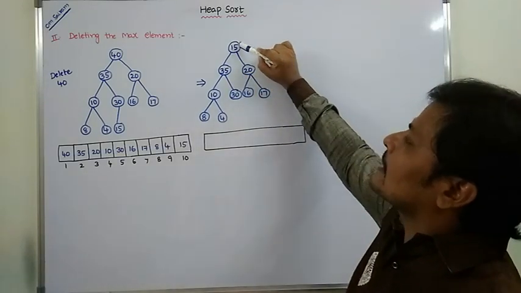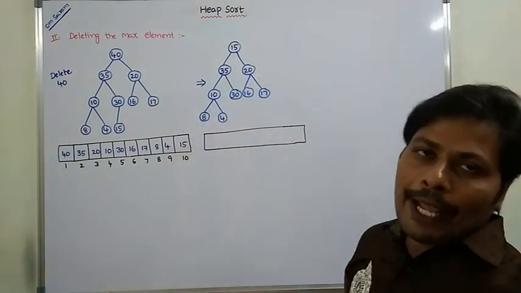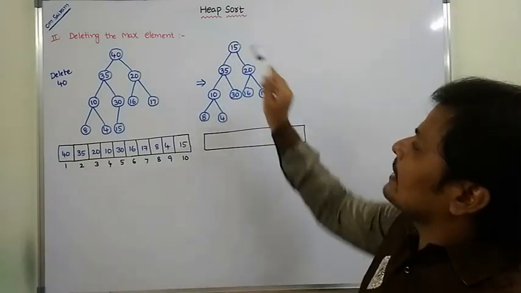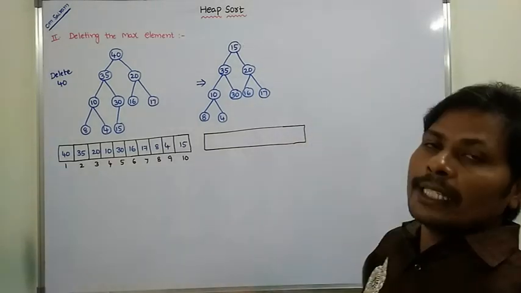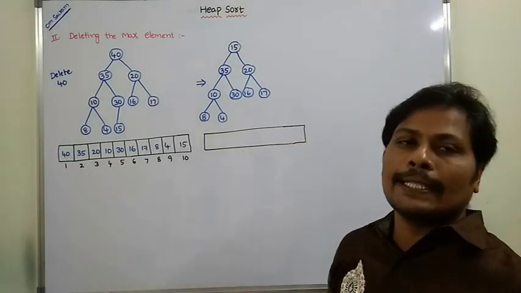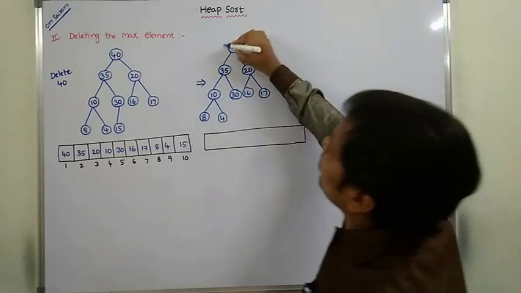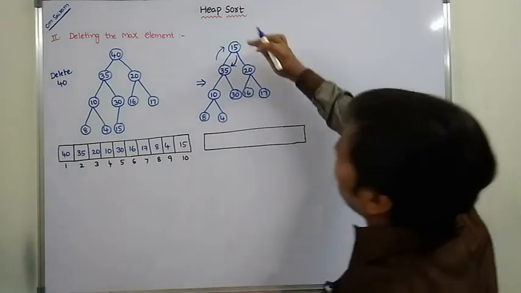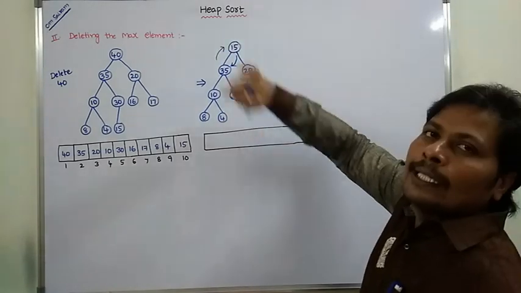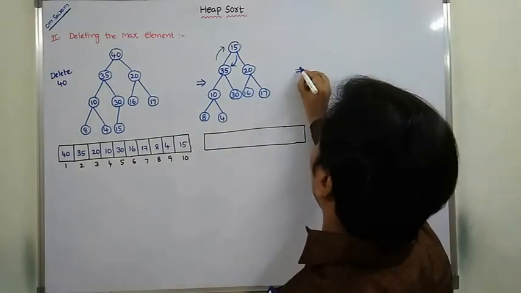35 and 20 have the parent 15. So is 15 greater than 35? False. It does not satisfy the maximum heap property. Is 15 greater than 20? False. It does not satisfy the maximum heap property. So we have to swap these two elements. Because the first condition failed at the left child, we have to swap these two elements.